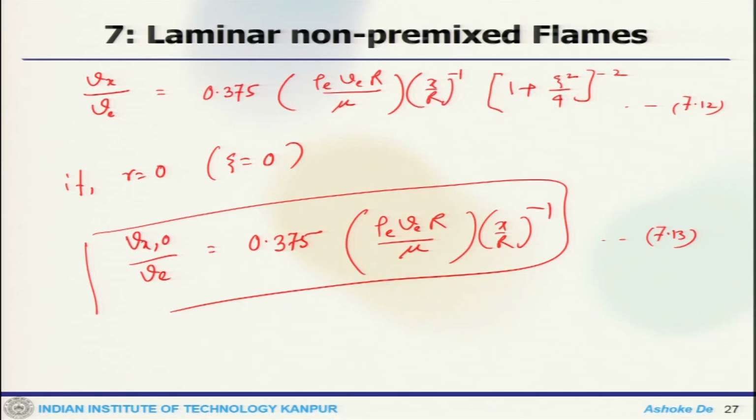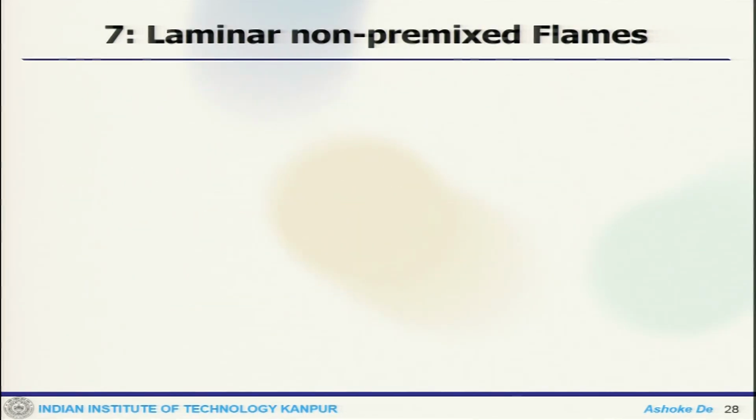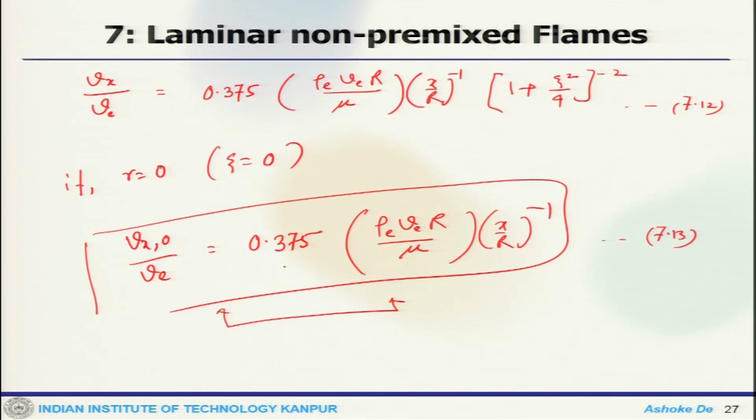Now, this relationship clearly shows how the center line velocity decays. The velocity decay is inversely proportional to the axial distance and proportional to the jet Reynolds number. The jet Reynolds number is defined as rho_e v_e r by mu. So, this is proportional to the jet Reynolds number and inversely proportional to the axial distance.